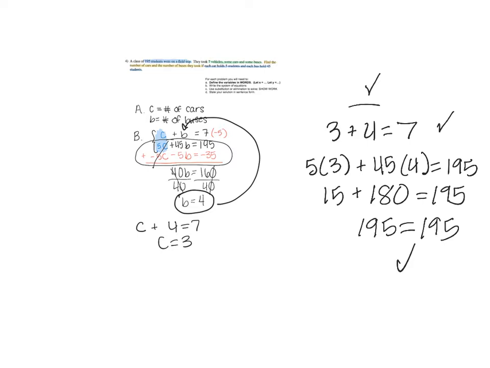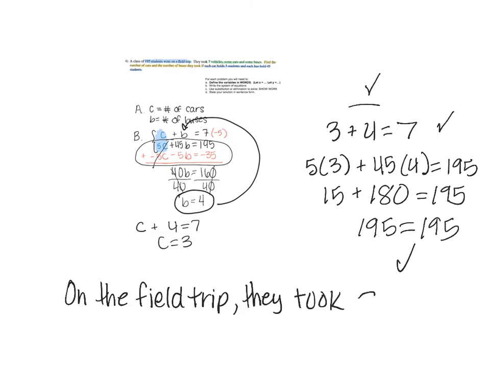So that would look something like: on the field trip, they took 3 cars and 4 buses.